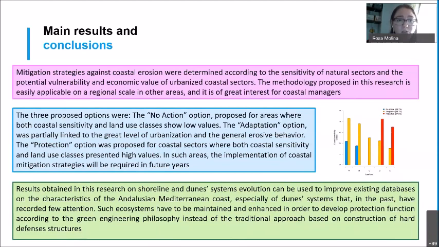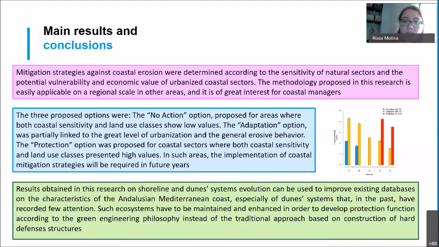The 3 proposed options were the no-action option, proposed for areas where both coastal sensitivity and land use classes show low values. The adaptation option was partially linked to the great level of urbanization and the general erosive behavior. And the protection option was proposed for coastal sectors where both coastal sensitivity and land use classes presented high values.